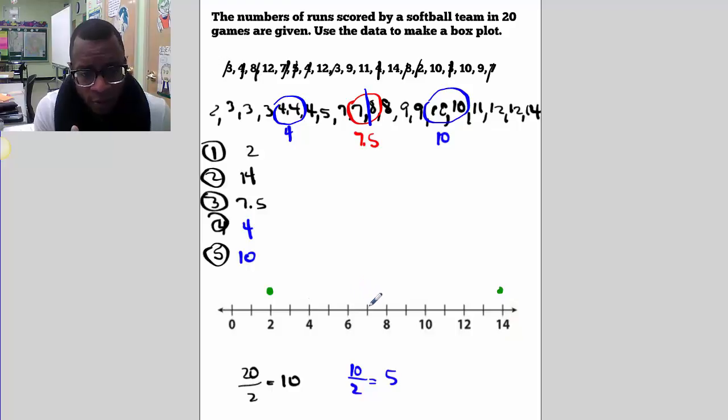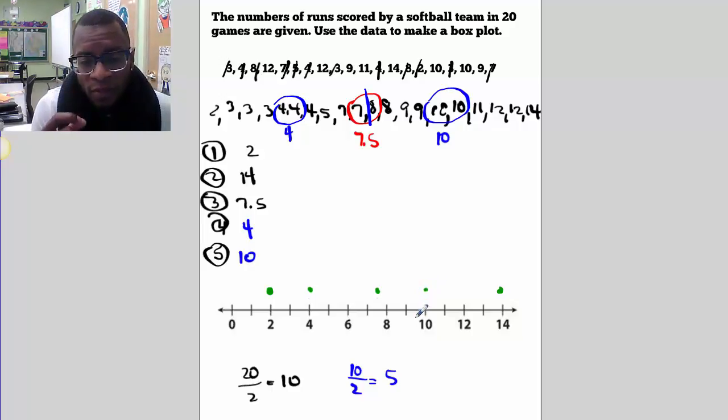We need our median, which is 7.5. So that's halfway in between 7 and 8. And then we want our quartile 1 value and quartile 3. So quartile 1 is 4, and quartile 3 is 10.